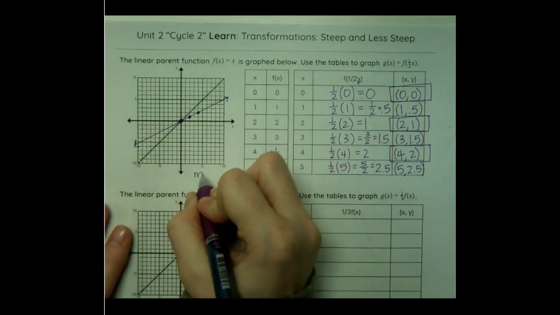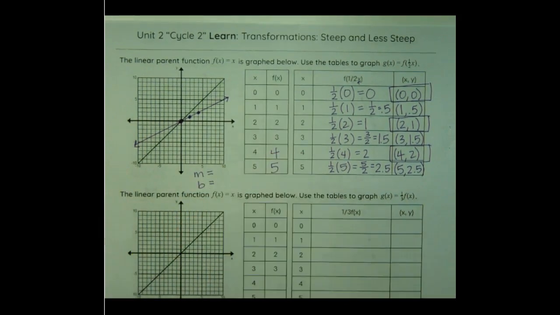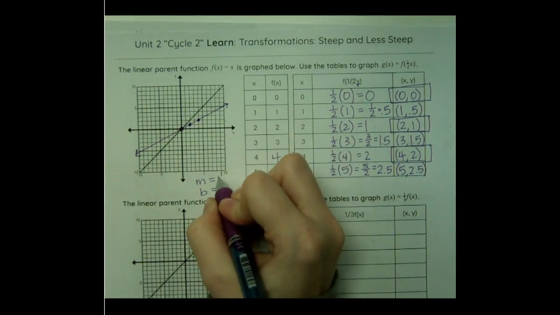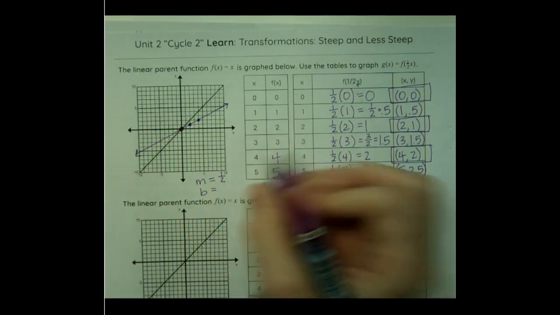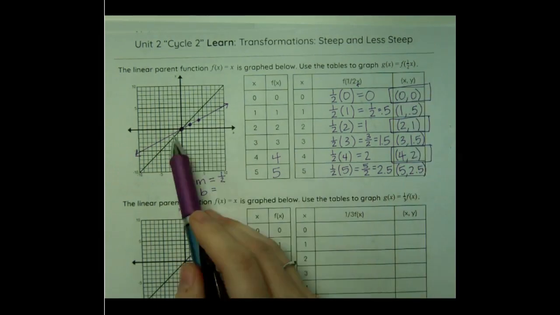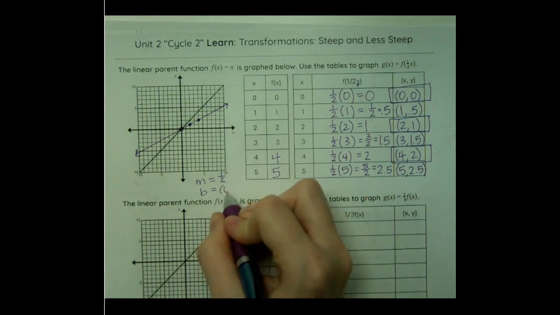So I'm still going to write my slope and my y-intercept. So my slope, I went up 1 and over 2, which, hey, that was the number we had in our equation, so that's good. Our y-intercept, we're still going through (0, 0).